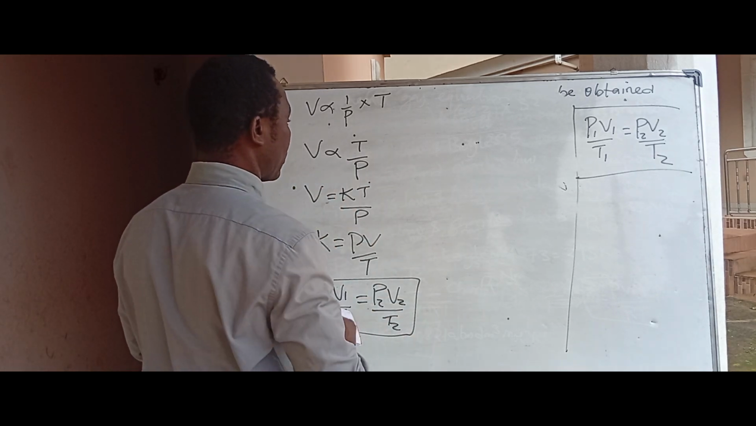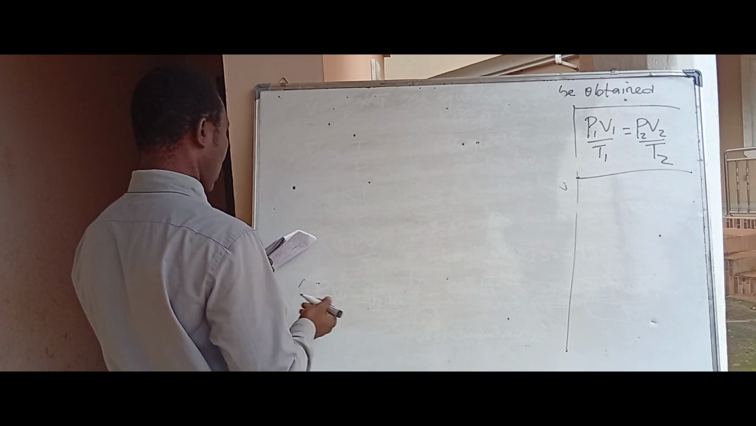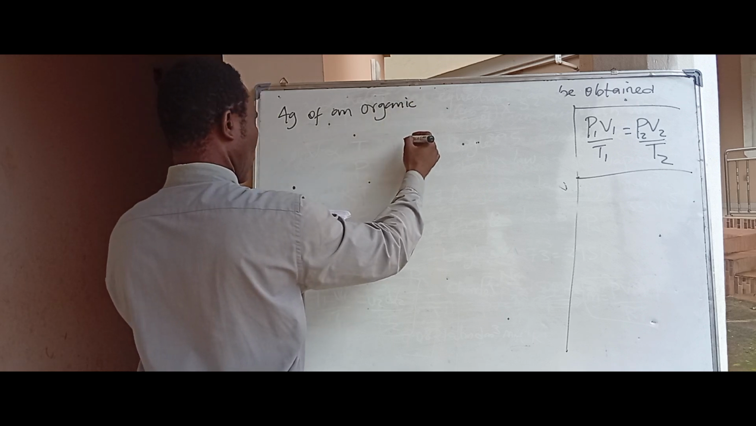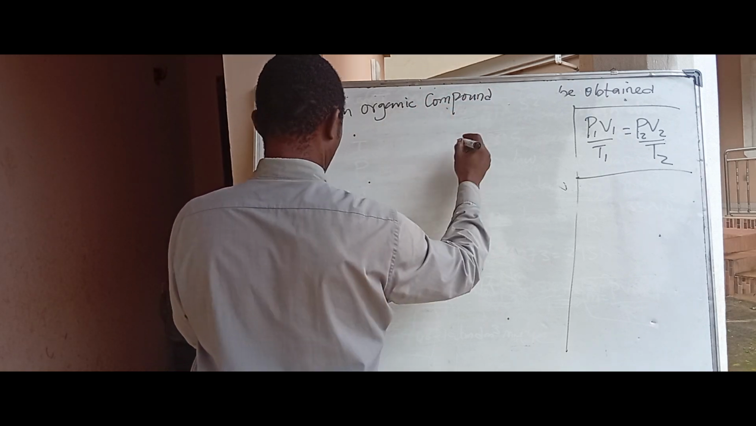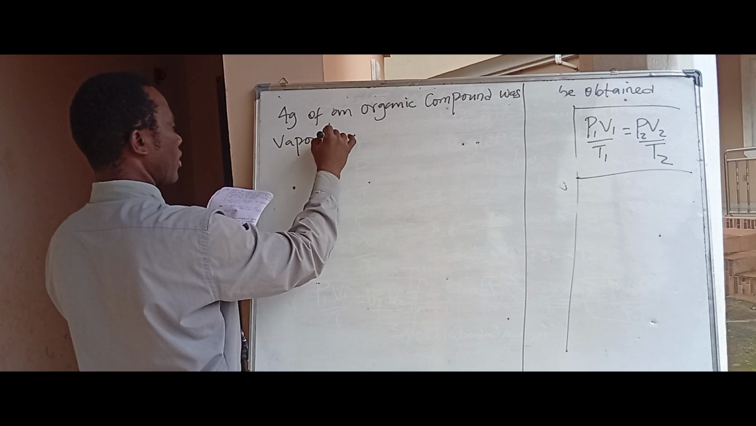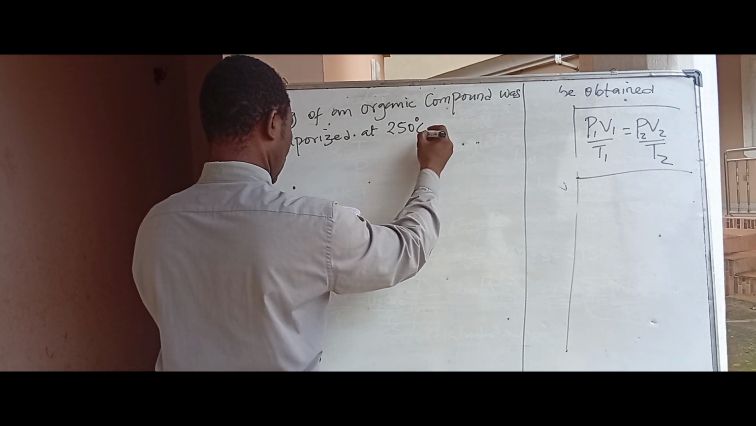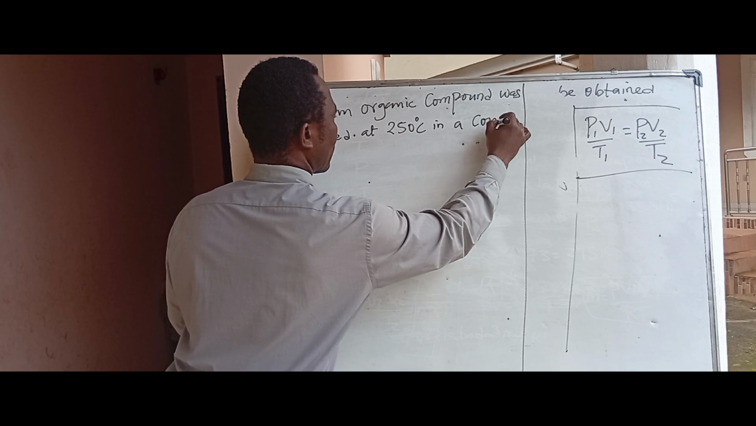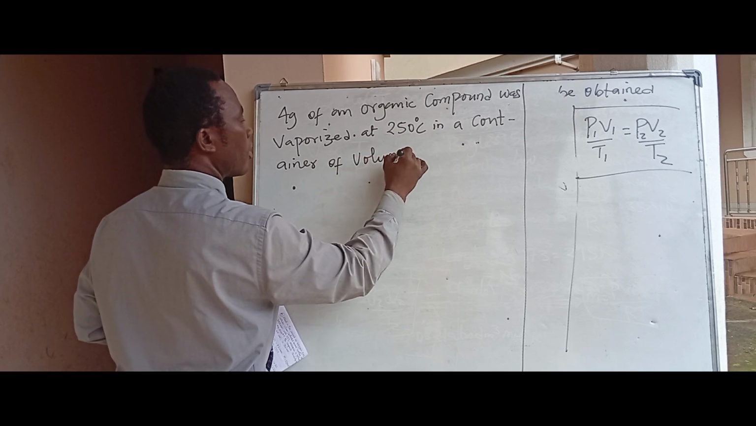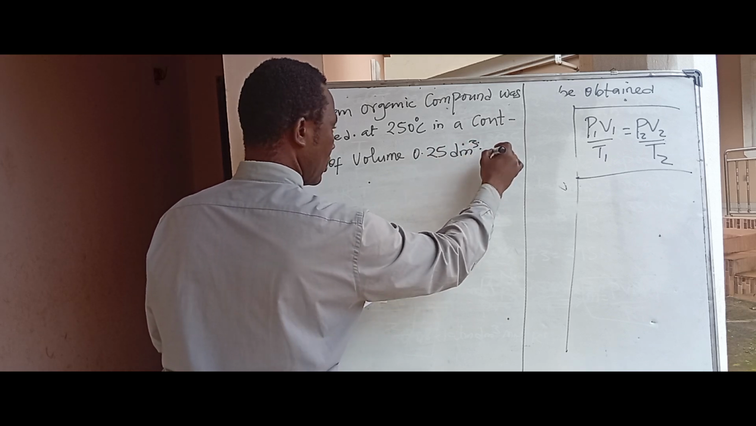All right. Question 5 says, 4 grams of an organic compound was vaporized at 250 degrees Celsius in a container of volume 0.25 dm cube.